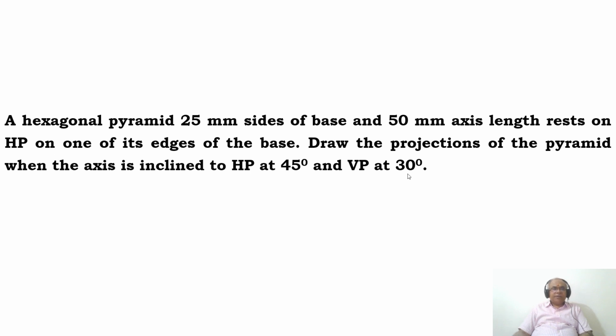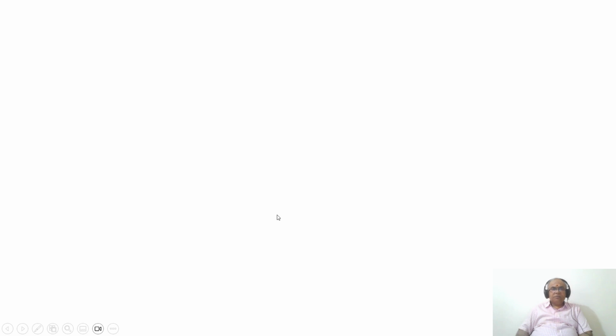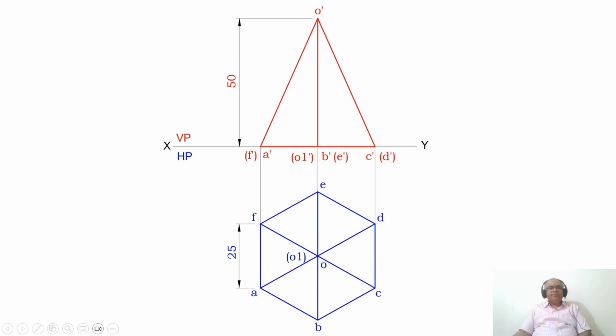Draw the projections of the pyramid when the axis is inclined to HP at 45 degrees and VP at 30 degrees. To do this problem, since it is resting on one of the edges of its base, make that base edge perpendicular to VP. So this is going to be the initial position.